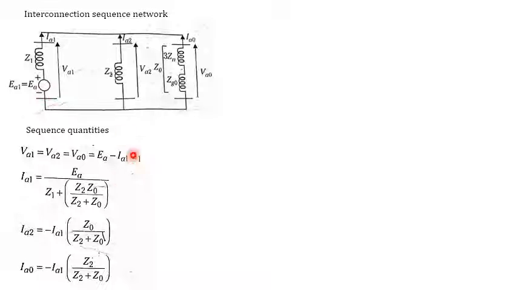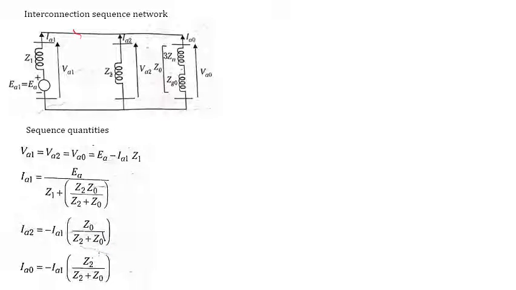Based on this, let us calculate IA1. The source of EMF is EA, divided by the impedance of that phase plus the total impedance of the other part of the network, that is, Z2 and Z0 connected in parallel. Similarly, what is IA2? IA2 is minus IA1 Z0 divided by Z2 plus Z0. So how did we get this?